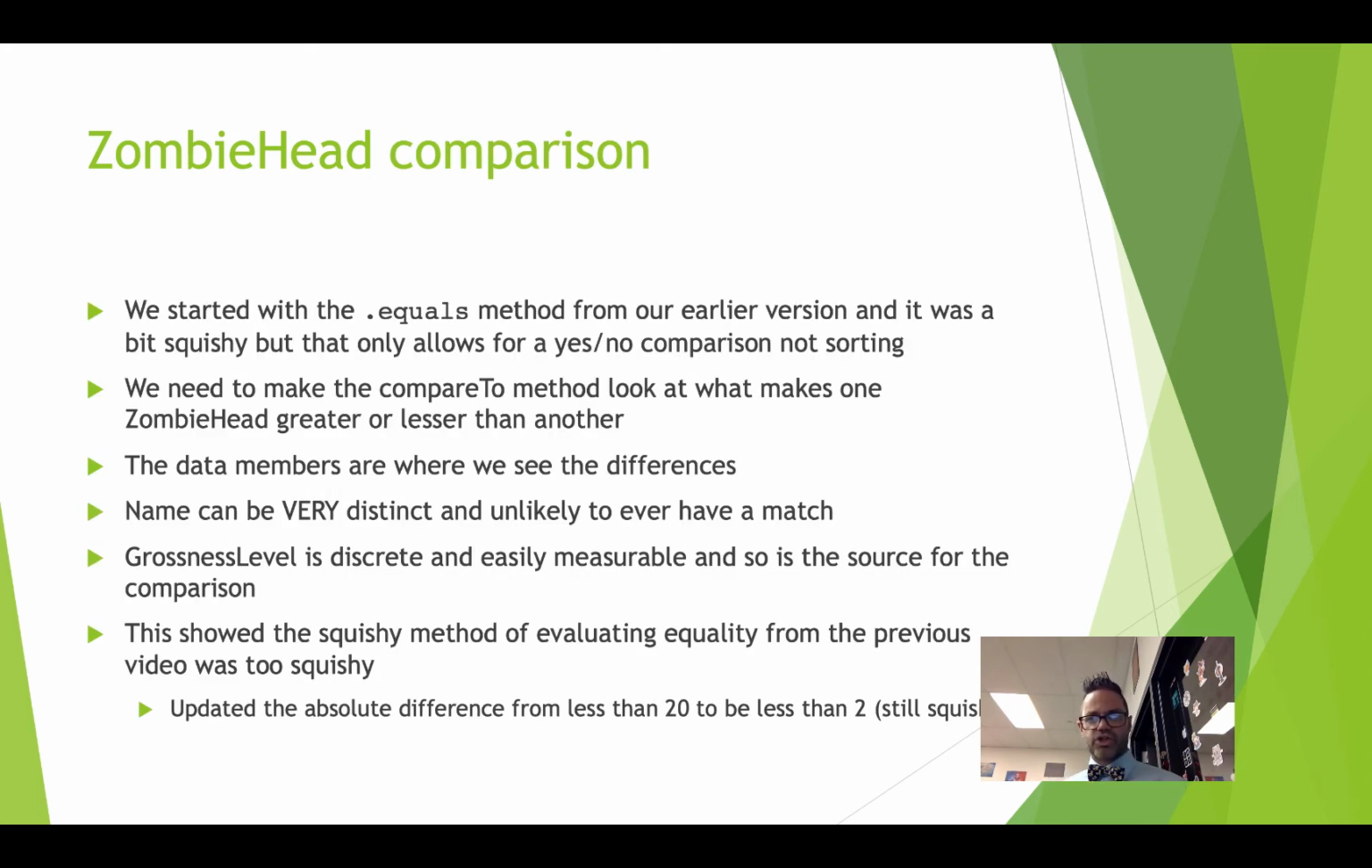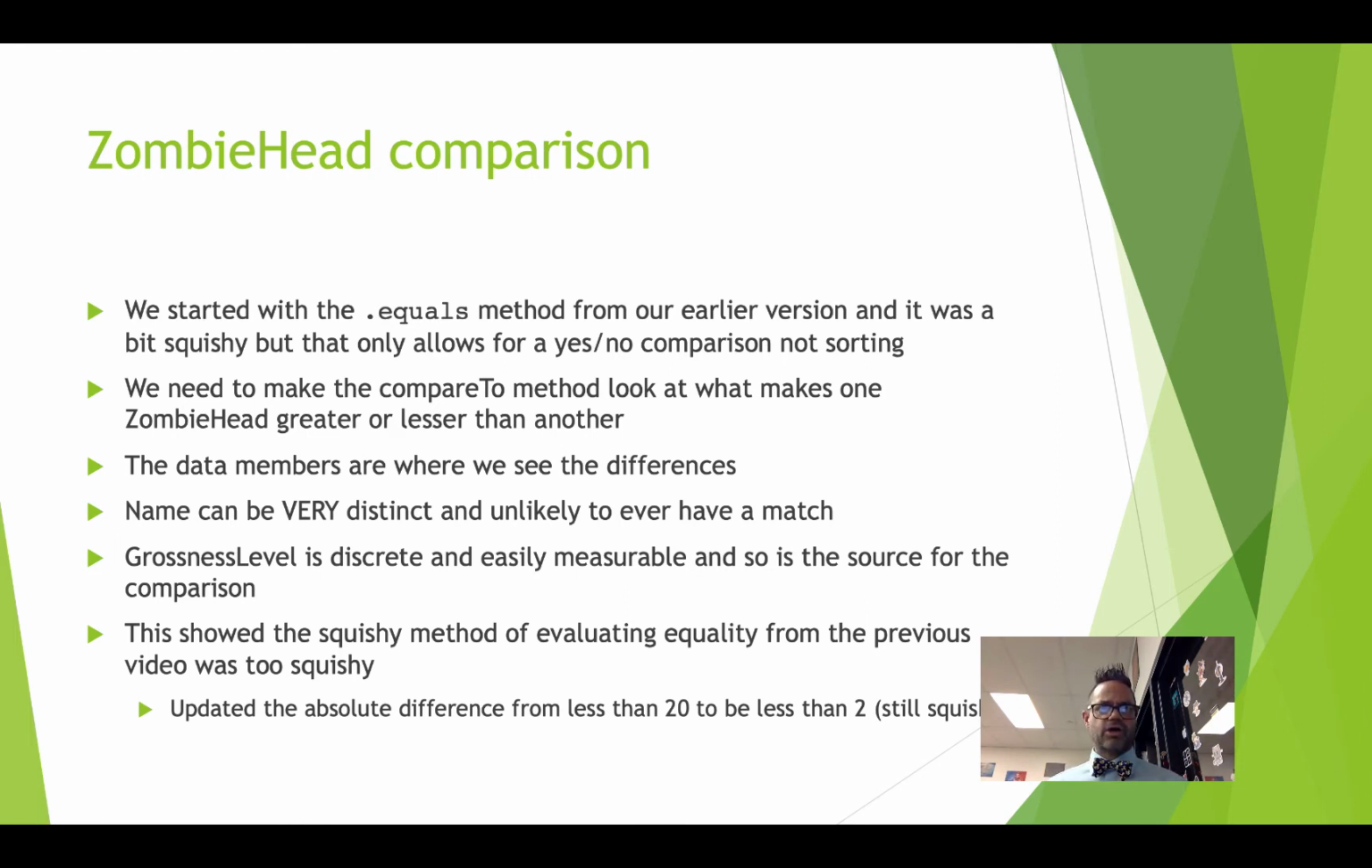When we started with this originally, we had a .equals method for our ZombieHead class. We can say if this ZombieHead is the same as this ZombieHead and talk about if they're the same thing when we're looking through a list. The problem is that when we're seeing if this ZombieHead and this ZombieHead are the exact same thing, we made it kind of squishy. We said if its grossness level is within 20, that's okay. It was great for doing that quick, easy example.